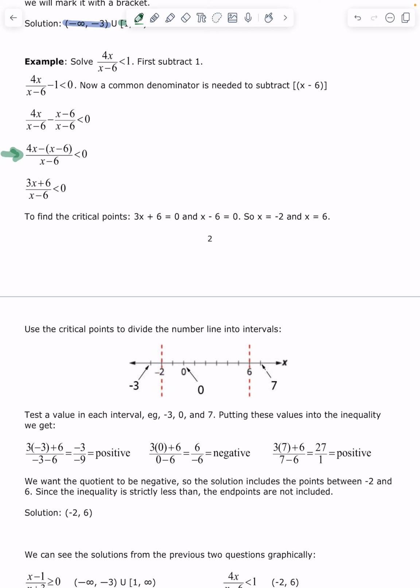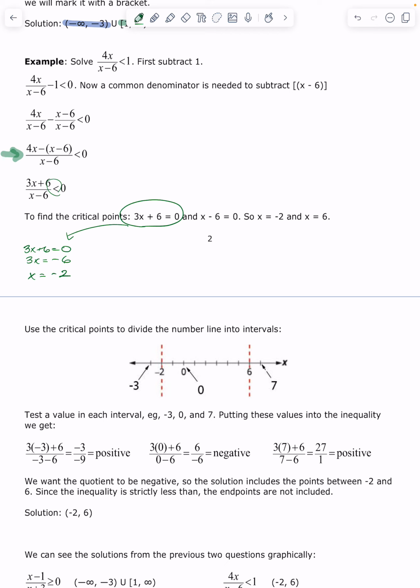So we have critical points. The 3x plus 6 is coming from the numerator, so that's telling us where our 0 would be. Again, we solve for x. But notice here, this is strictly less than. So when we divide our interval, we're not going to have the same situation as we had in the last one, where x could be plugged in to give us a 0. We can't use 0.